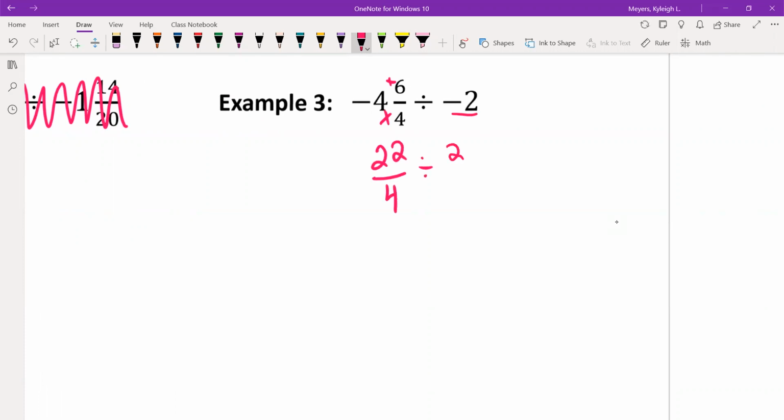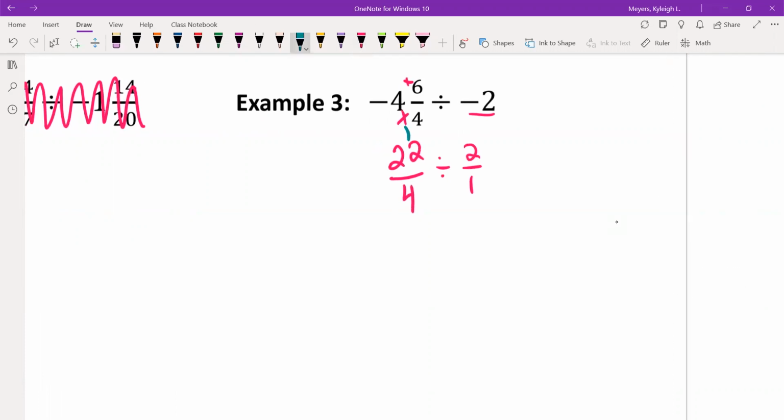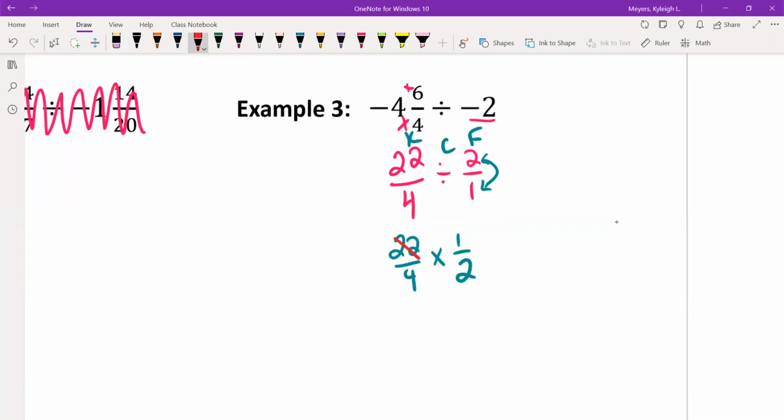And this becomes 2/1, right? And then we do keep, change, flip. Keep the first one, 22/4, change to multiplication, flip this to become 1/2. Now we're going to check for cross products. We have cross products here with 22 and 2. We could divide them both by 2. 22 divided by 2 is 11. 2 divided by 2 is 1.